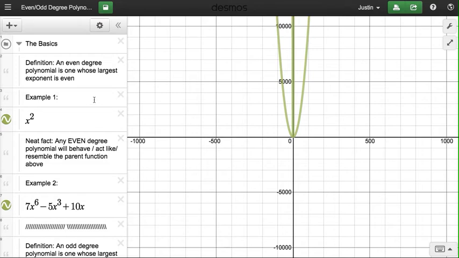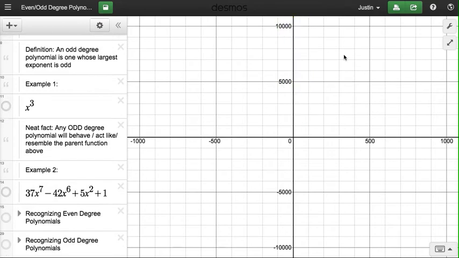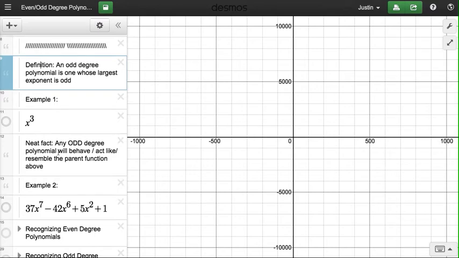For now, let's go on to what an odd degree polynomial is. But record nothing and take down nothing else until you've gotten the definition, the neat fact, and the 2 examples down. When you're ready, go ahead and unpause the video. Okay, now go ahead and unpause the video and record the definition of an odd degree polynomial, the neat fact, and both examples. Before you do anything else, record that, and then you can press play again.